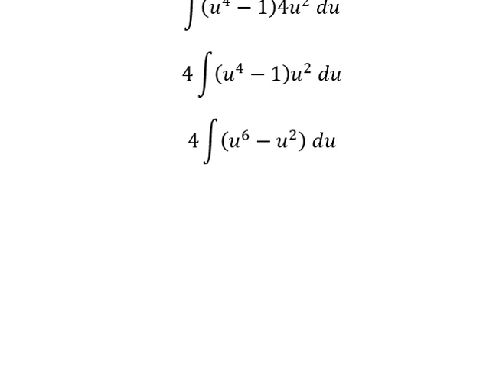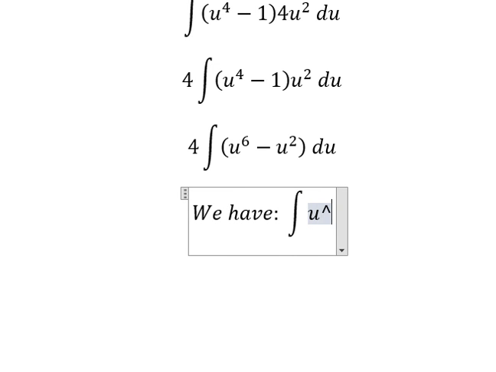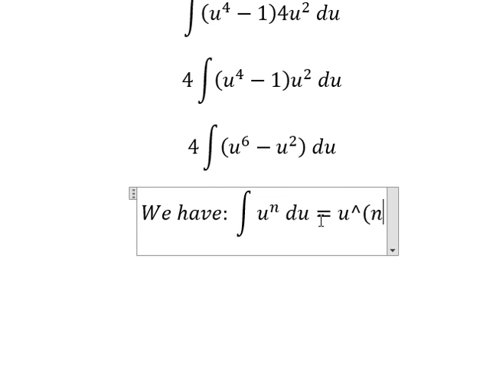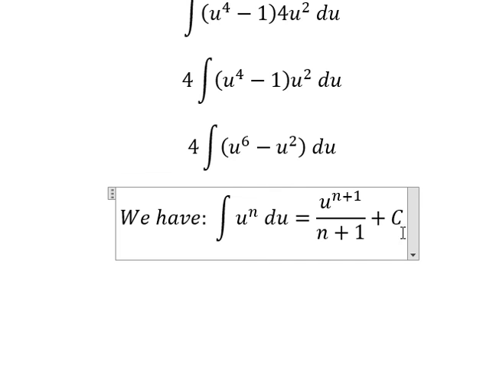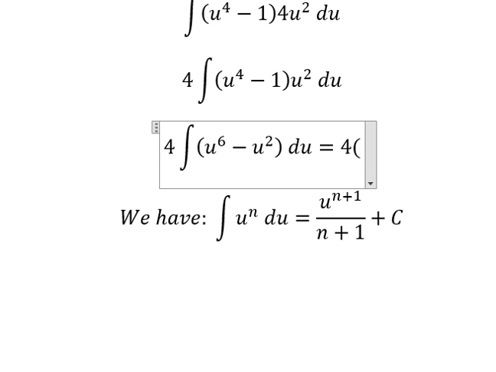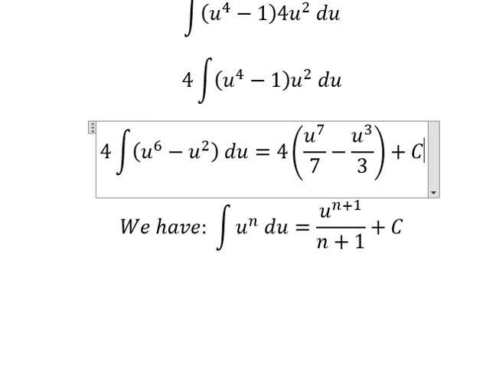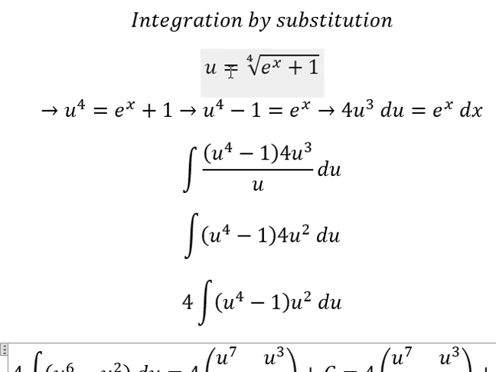And now we have the formula in here. The integration of u to the power of n du, we have u to the power of n plus 1 over n plus 1, and we put c, that's the constant. So we can apply the formula in here and here. About u, that is about this one.